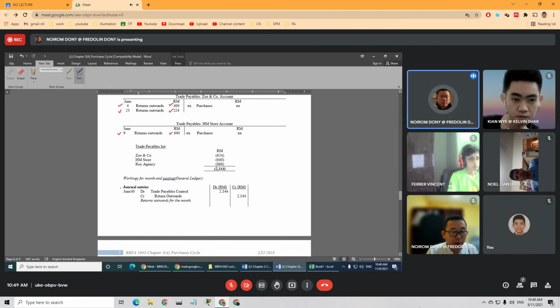This no need to prepare if the question did not ask for it. This one is only to explain to you the journal entry for working for the end month posting. That is, we do the second step. Remember, I asked you to memorize return outward is credit. So return outward credit 2,144. So if you understand return outward is credit, then the corresponding entry, that is trade payable control account, must be debit 2,144.